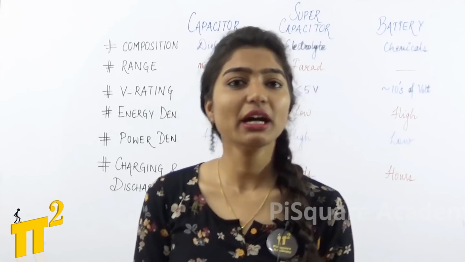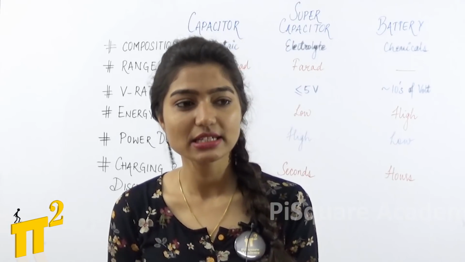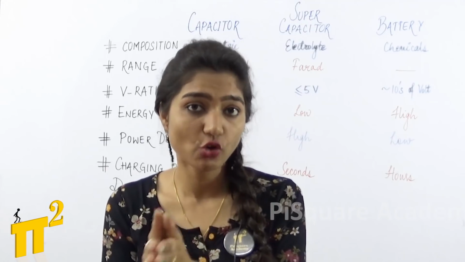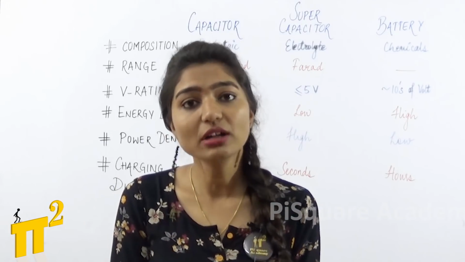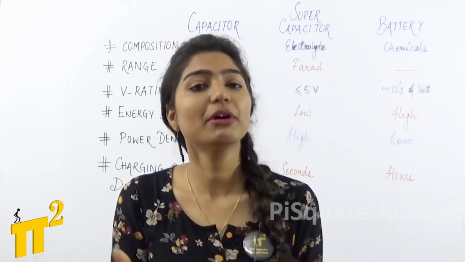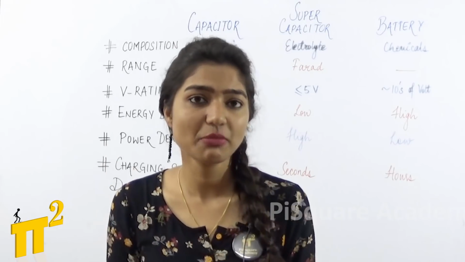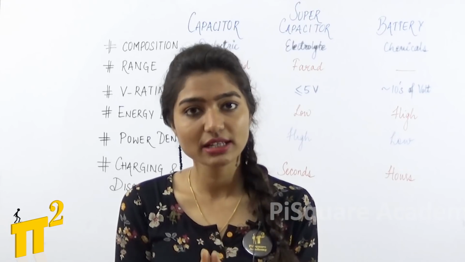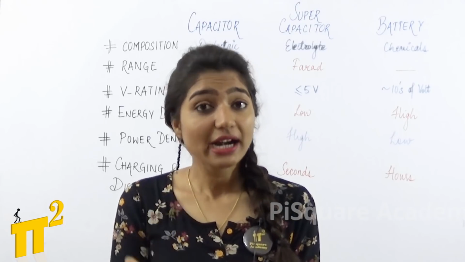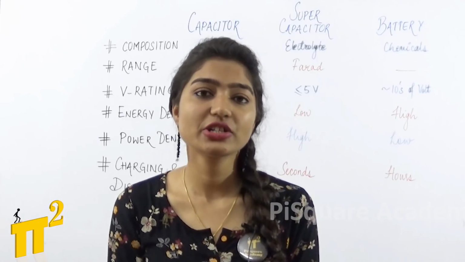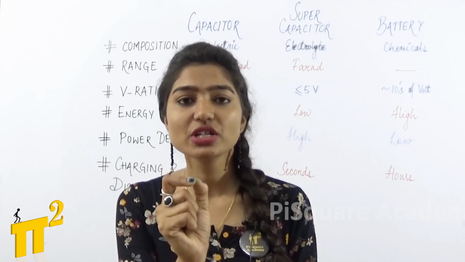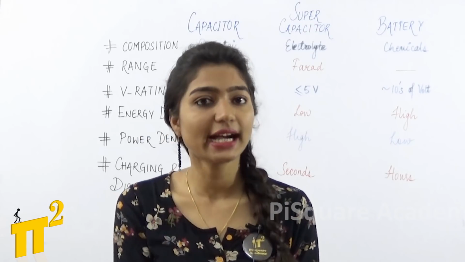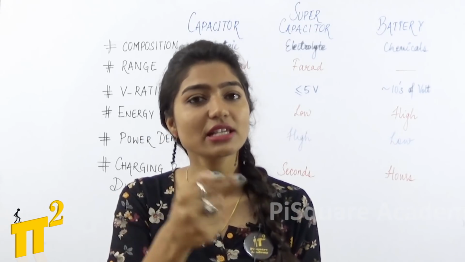Now what do we mean by energy density and power density? Basically it is energy per weight, energy per volume, or power per weight, power per volume. That is energy density and power density. Capacitors are known to have a remarkable power density, but batteries are known to have a remarkable energy density. The distinguishing parameter between energy density and power density is only time. Power into time is energy.